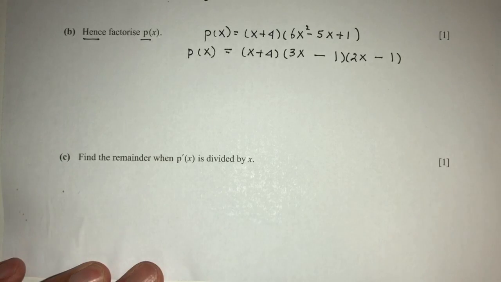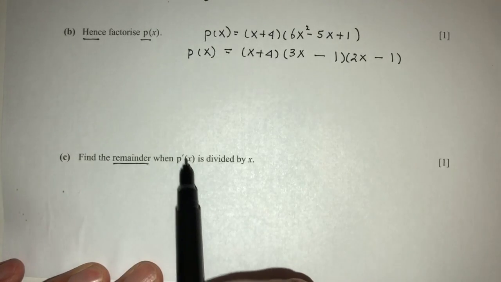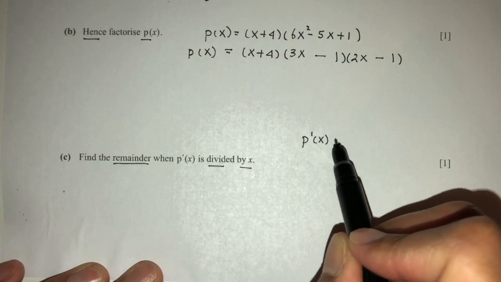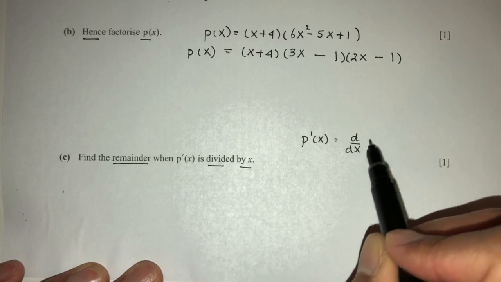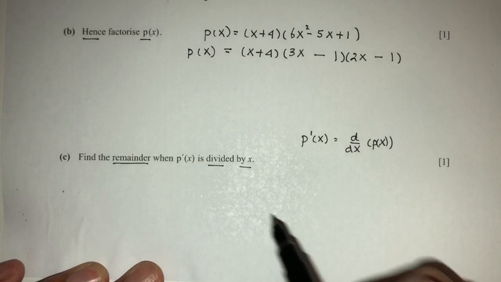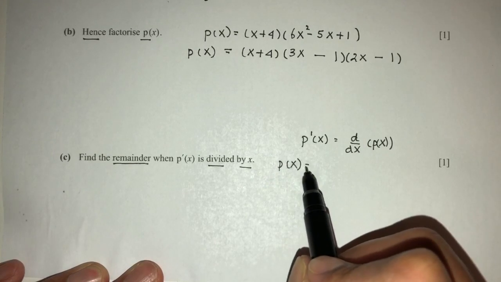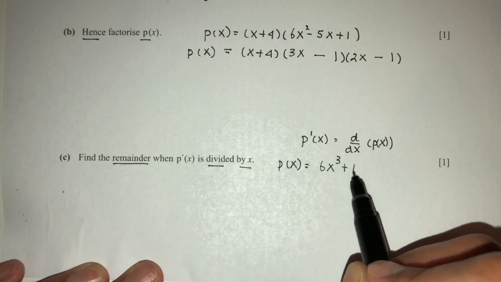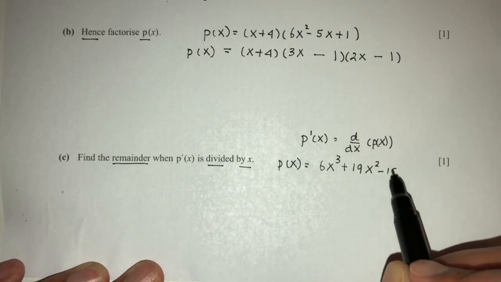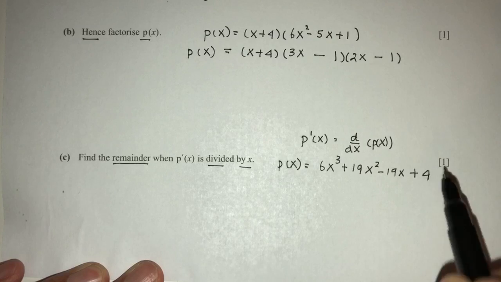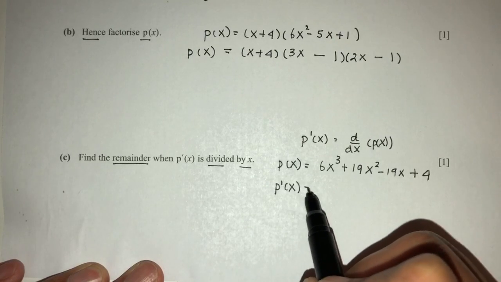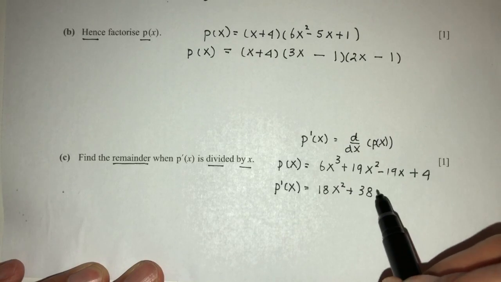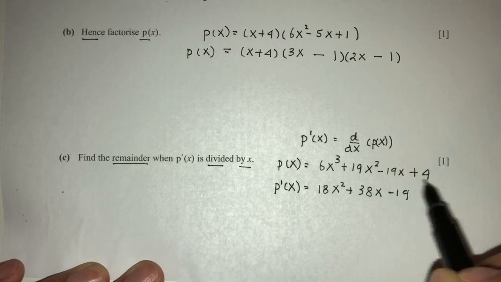Now part C, we have to find the remainder when p prime of x is divided by x. Okay, so what is p prime of x? It is simply d by dx of p of x. So let's do that. So we know p of x is given by, we found it was 6x cubed plus 19x squared minus 19x plus 4. So p prime of x will be what? 18x squared plus 38x minus 19.